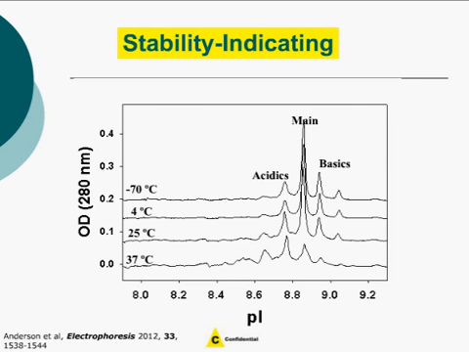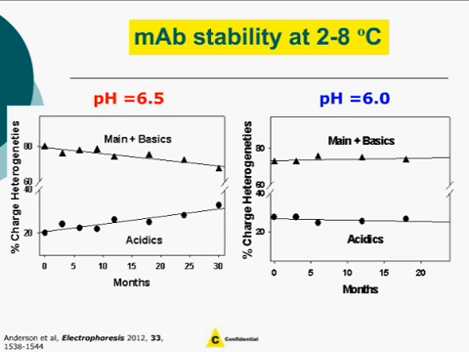And this here shows the long-term stability of the same monoclonal antibody evaluated in two different formulation buffers. This figure here shows the percent of main, acidic, and basic peaks plotted against storage time. If you take a look at the figure on the left, which is the monoclonal antibody in the formulation buffer at a pH of 6.5, you can see that the acidic peaks are slowly increasing, while at the same time we're seeing a corresponding decrease in the main and basic peaks.